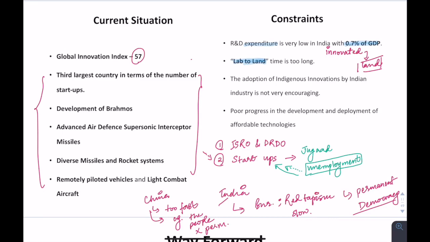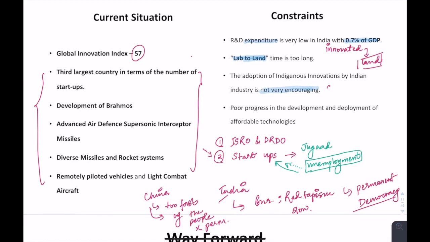You need to just understand that the time taken to bring things to reality, once they've already been proved, once they've already been experimented upon, is too long. The adoption of indigenous innovations by Indian industry is not very encouraging. The reason is very obvious. Quality of heavy industries produced in India is still questionable, and secondly, the cost is still very high compared to China and even compared with advanced countries now. And the reason is that we have high cost of production, we have high corruption. That is one of the major reasons which increases the cost, and the labor is not very skilled, which results in high cost of labor.